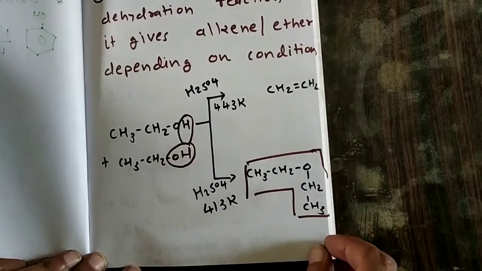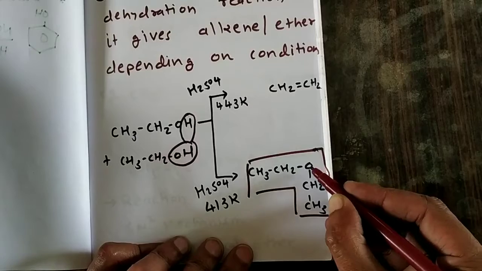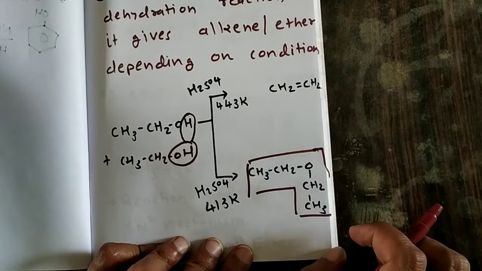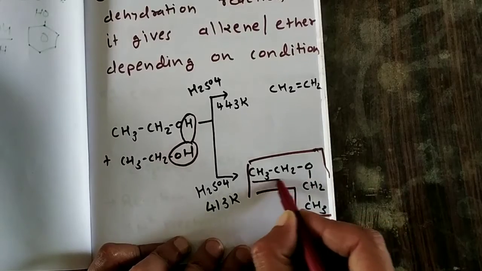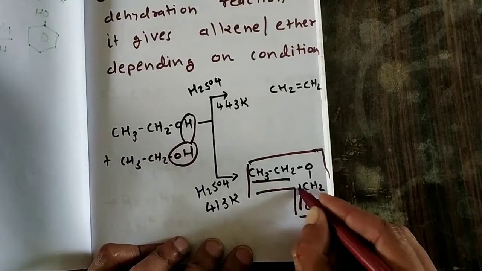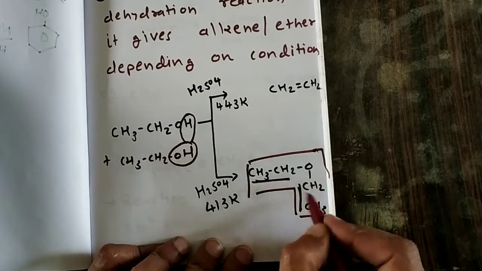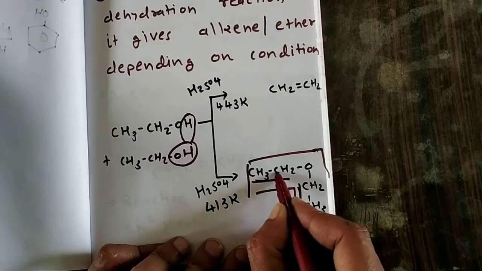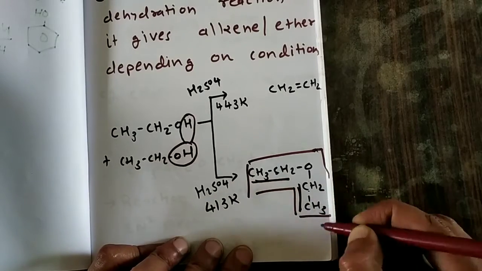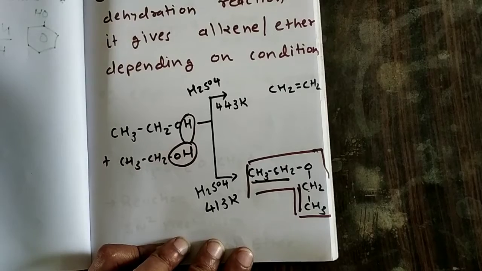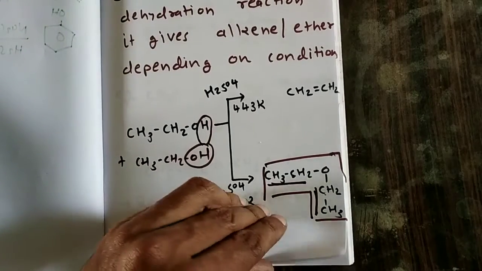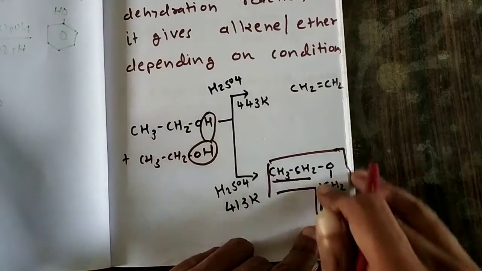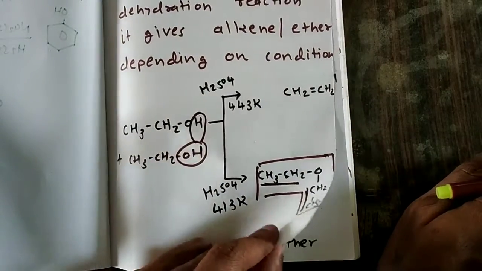Now this ether is symmetrical ether. What is symmetrical ether? So both carbon chains are same on both sides of oxygen. You can see two carbon chains, both chains are same here, so it is symmetrical ether. So by this method we can prepare symmetrical ether.